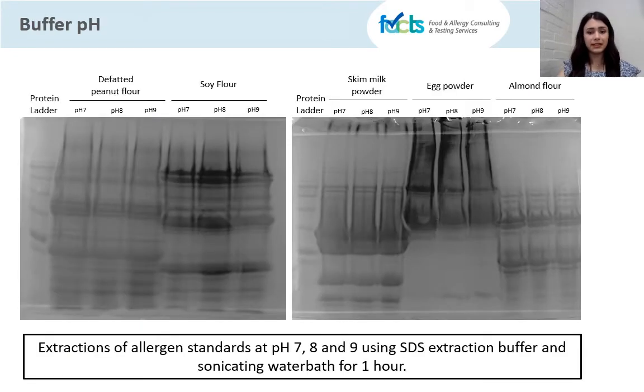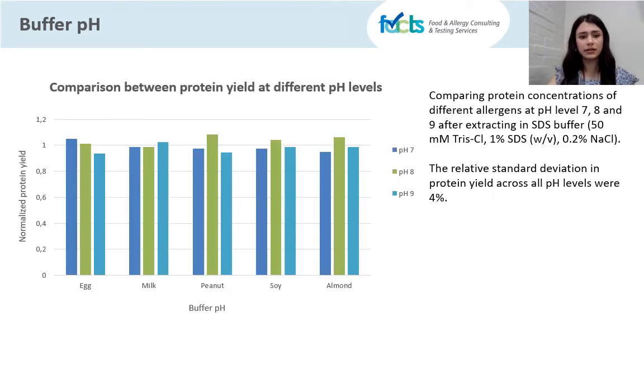After determining that the STS buffer is the optimal buffer, different allergen standards were extracted at different pH levels, using the STS buffer at a pH of 7, 8, and 9. No clear differences were observed on the STS-PAGE gels.